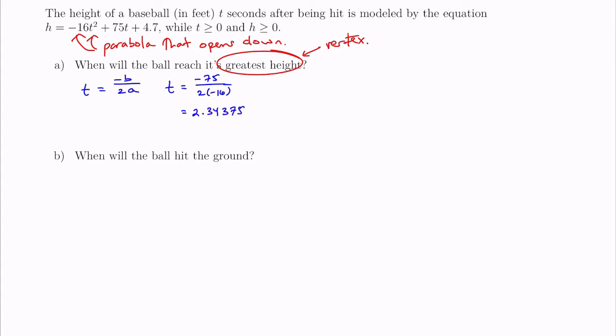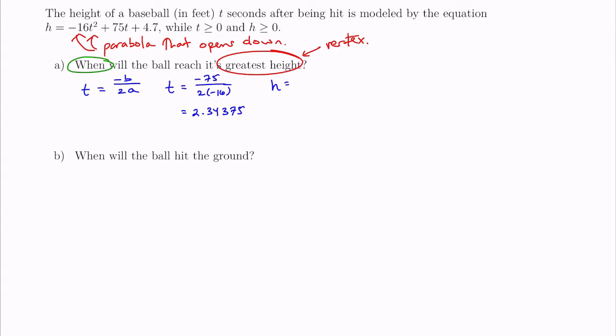Now normally when we're finding a vertex, we also need to find the other coordinate, in this case the h coordinate. But before we do that additional work, I want to go back to what the question was asking. The question was asking when. Notice that the question did not reference what the height would actually be, other than that it would be the greatest height.